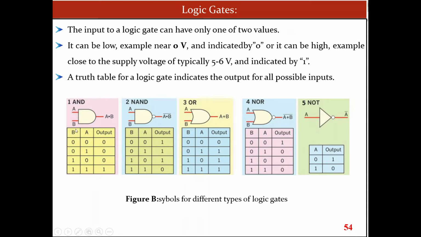Now let's start with the AND gate. A and B are the two inputs, and here we have the output, which you can indicate by C or whatever you want. Starting from this side, you write 0 1 0 1, the next column is 0 0 1 1. When both inputs are 0, the output of the AND gate is 0. When one input is 0 and the other is 1, the output is 0.